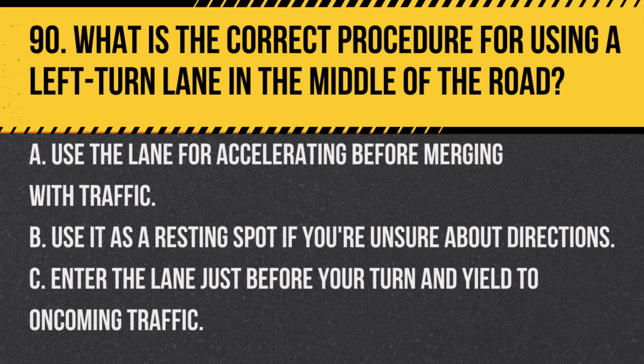A. Use the lane for accelerating before merging with traffic. B. Use it as a resting spot if you're unsure about directions. C. Enter the lane just before your turn and yield to oncoming traffic. Answer. C. Enter the lane just before your turn and yield to oncoming traffic. The center left turn lane is designed for preparing to make a left turn off the main roadway, not for acceleration or as a stopping point.